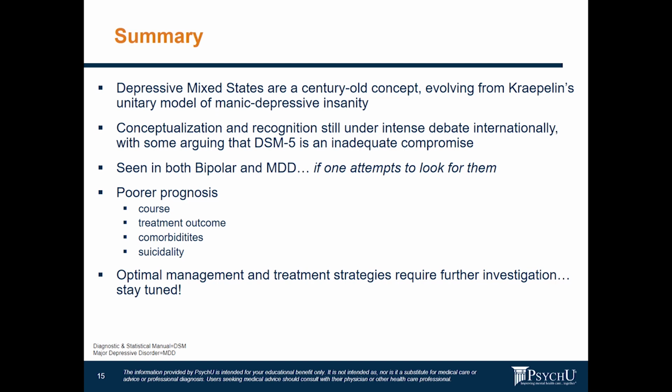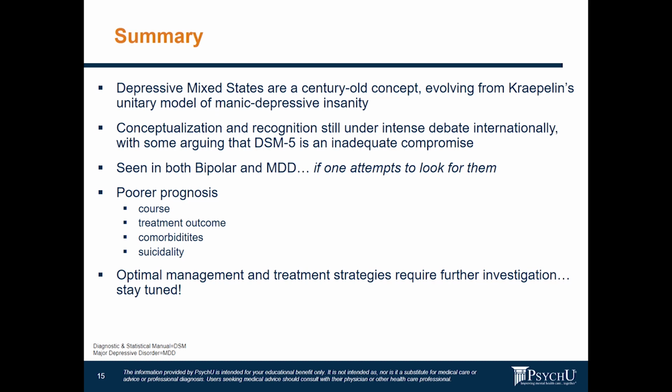The other thing that we've talked about is importantly, mixed states are seen not only in bipolar disorder, not just bipolar 1, but bipolar 2, the soft spectrum, but also major depressive disorder if one attempts to look for them. And in fact, they're surprisingly prevalent. While they may be more common in bipolar disorders, it's been estimated that up to 50% of people with bipolar disorders may have mixed states at one time or another. Even within major depressive disorder, the prevalence of mixicity is approximately 30%. That's a fairly good portion.